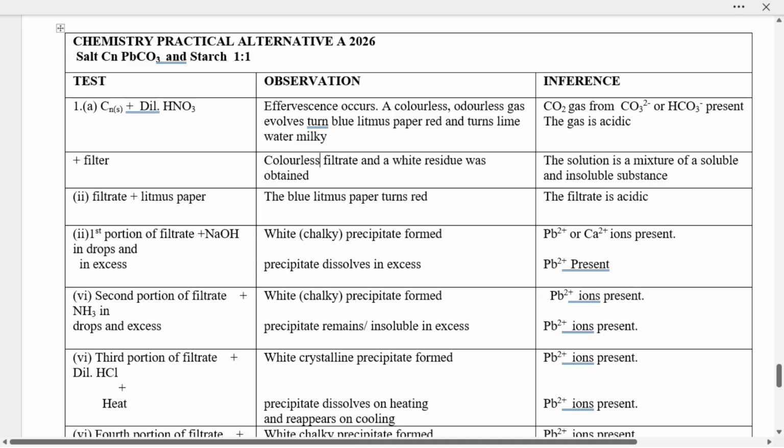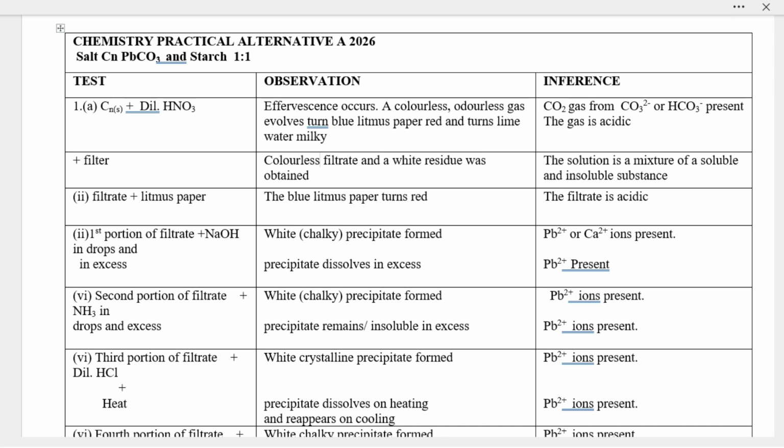Alright guys, let's quickly look at the final revision for the Chemistry Alternative A salt analysis practical. We have been given lead nitrate and lead carbonate, beg your pardon, and starch in 1:1. The two salts are soluble in water, so we're going to have our table as normal: test, observation, and inference.